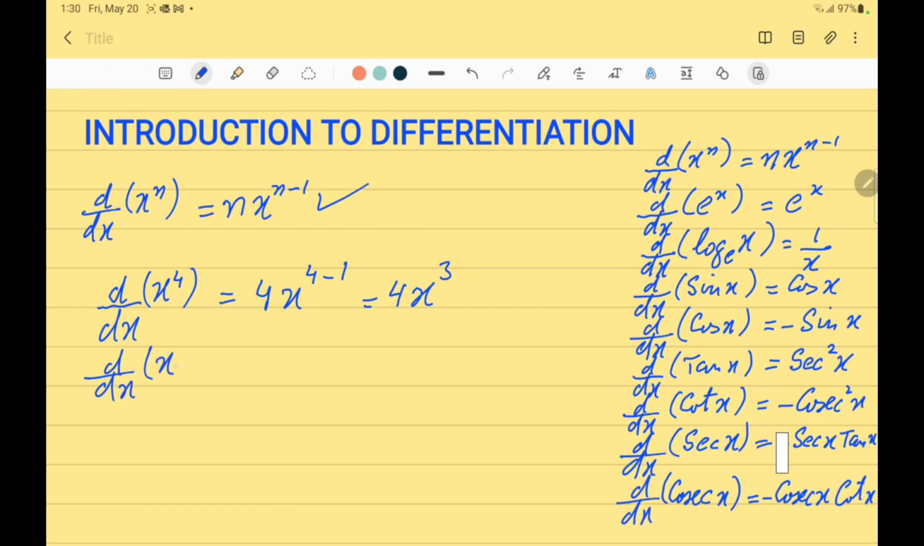Our next example is x raised to power 7, that is, we will try to differentiate x raised to power 7 with respect to x. So similarly, as we have done in the previous example, we will bring down the power 7 multiplied with x raised to power 7 and then subtract 1 from the power. So our answer will be 7x raised to power 6.